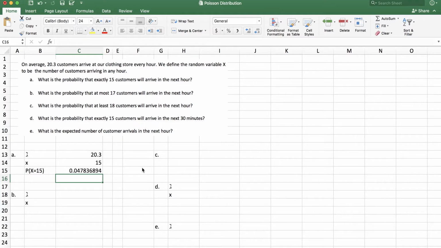So this is Part A. In Part B, the question is, what is the probability that at most 17 customers will arrive in the next hour?